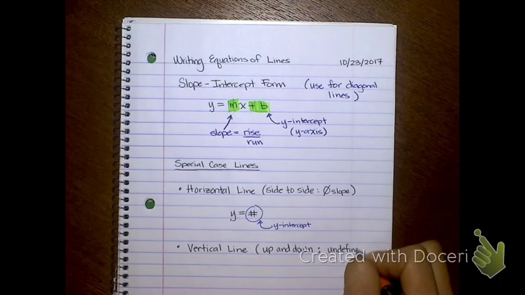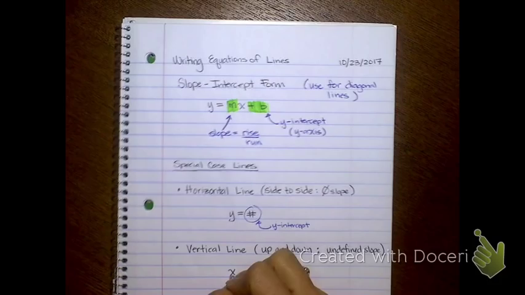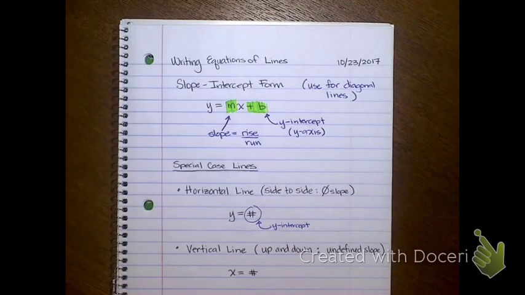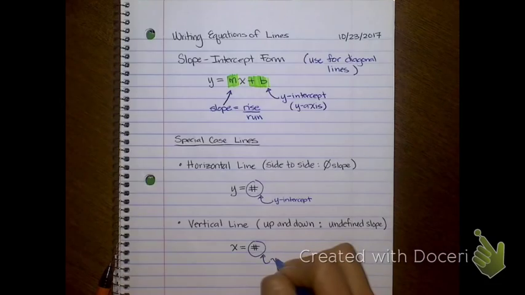But because it goes up and down, it doesn't have any y values. There's no y in this equation. We're only going to write what the x value is. And so the equation of this line is going to be x equals a number. And that number that we're going to plug in here is going to be our x-intercept. So when you are writing the equation of a horizontal or vertical line, your equation is only going to have one variable depending on what the line is. It's either going to have y only or x only.